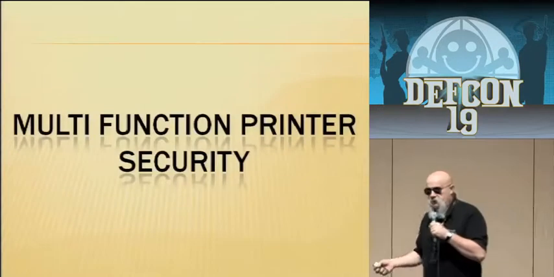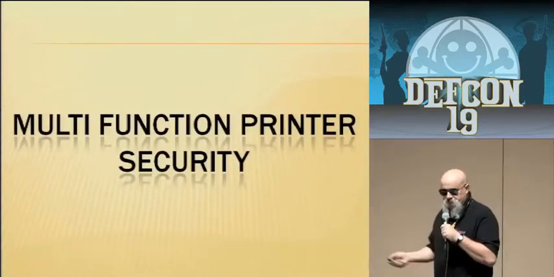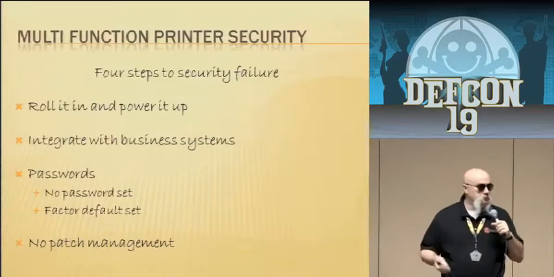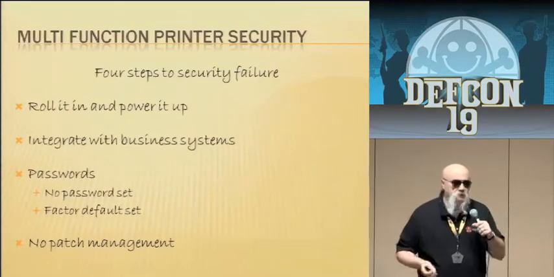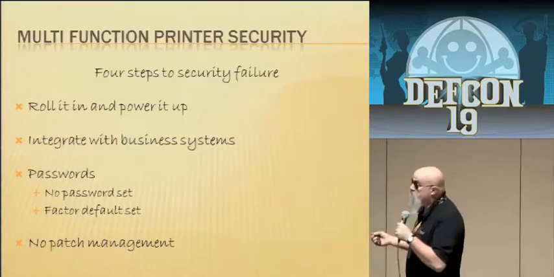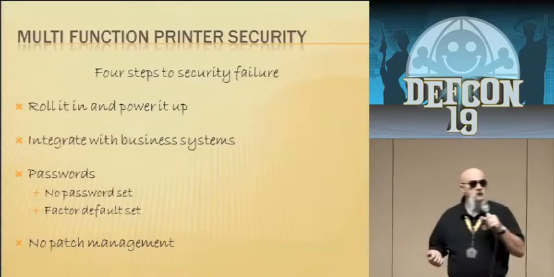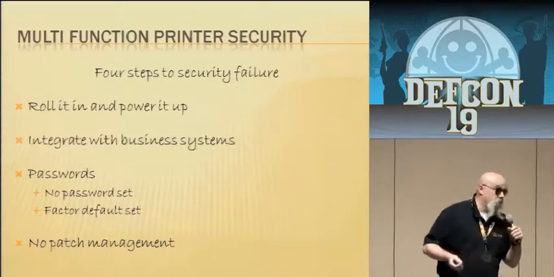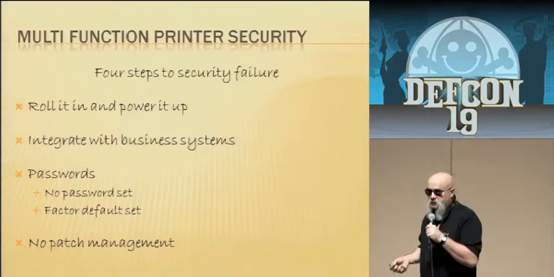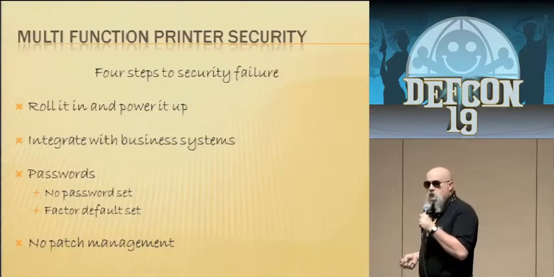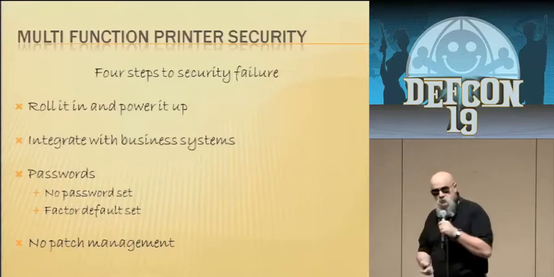So the next thing I want to get into is multifunction printer security. We have one slide: 4 steps to security failure on a multifunction device. Pretty straightforward. What do we do? We roll these things in, we power them up. We integrate these into the business system so they connect to our SMTP, they connect to our Microsoft Active Directory environment, they connect to FTP servers, and then the third thing, what do we do? We set no passwords on these, or we leave them at the factory default password settings.